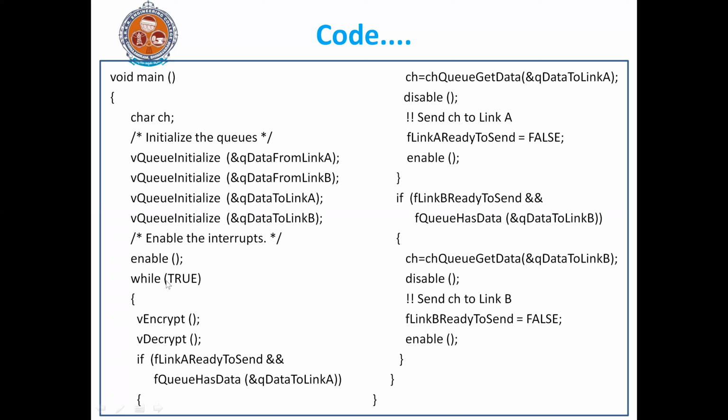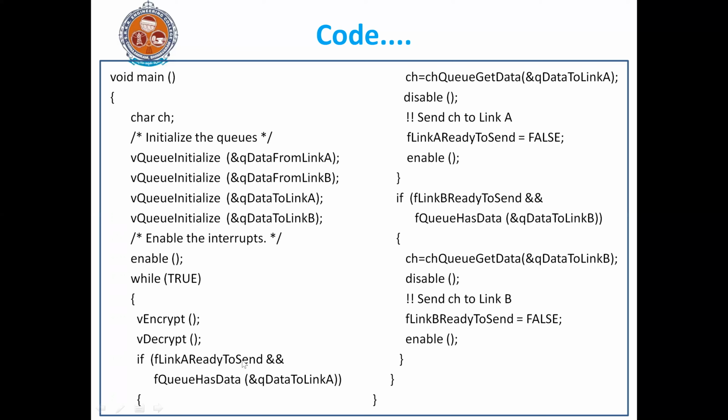In the continuous while loop, first we are calling the task code functions, that is V encrypt off and V decrypt off. And then, if F link A ready to send is true and there is some character on your queue, that is FQ has data, that means there is some character on the queue.